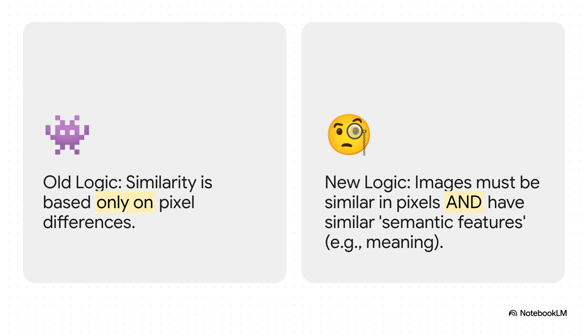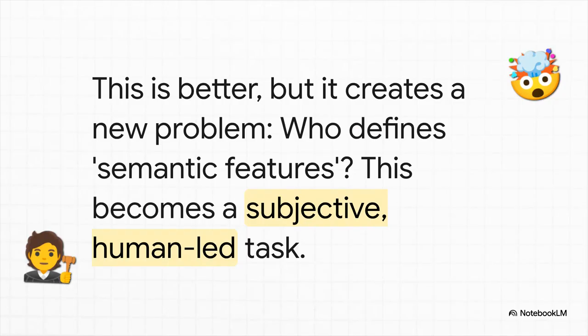For example, the rule might only kick in if the AI has already determined that both images contain a cat. This would definitely stop a chain that tries to morph a cat into a car. This is an improvement for sure, but it just kicks the can down the road, creating a brand new problem: who defines semantic features? I mean, what's the mathematical definition of catness? You can't write one. It means a human has to sit down and try to define these concepts, which is totally subjective and pretty much impossible to do for everything in the world.